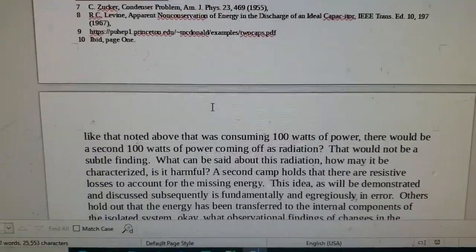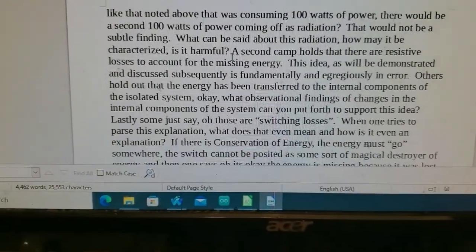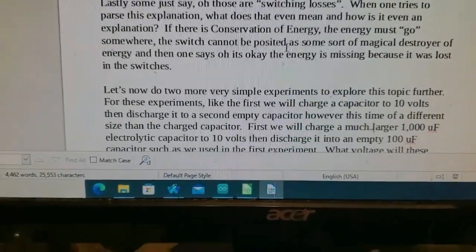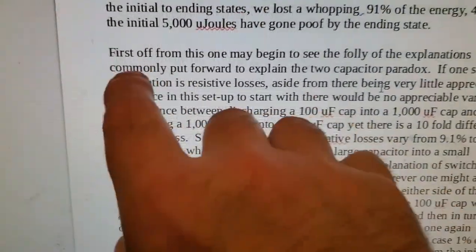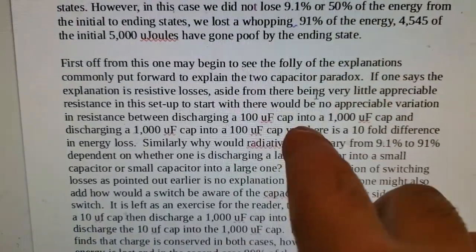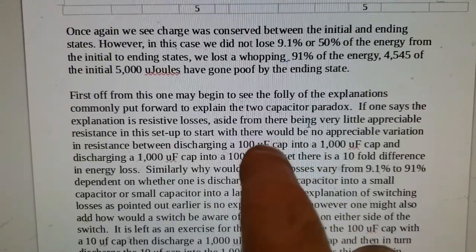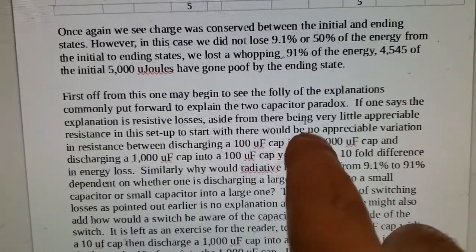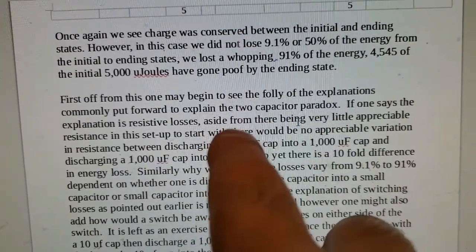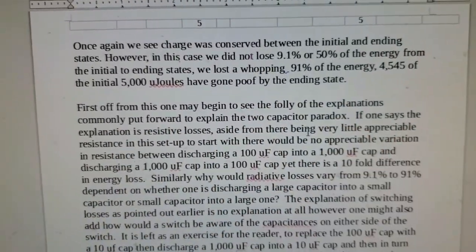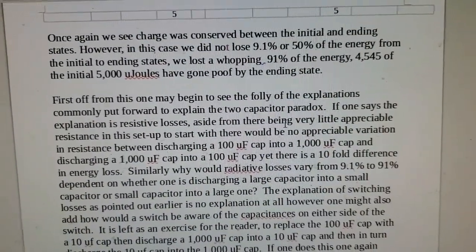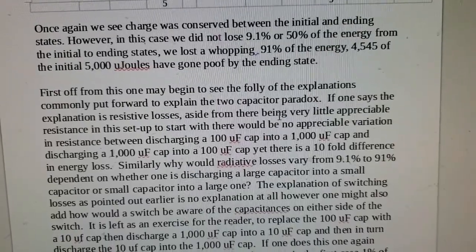So if we go down further, another explanation is resistive losses. That's wrong on so many levels, and before this video ends, I will demonstrate why that is wrong on every level. It's not resistive losses, and I will demonstrate that.